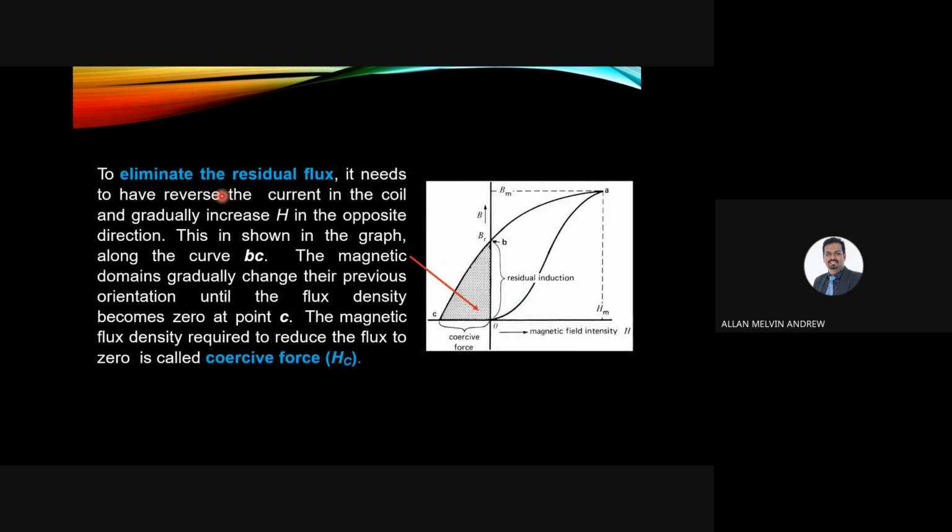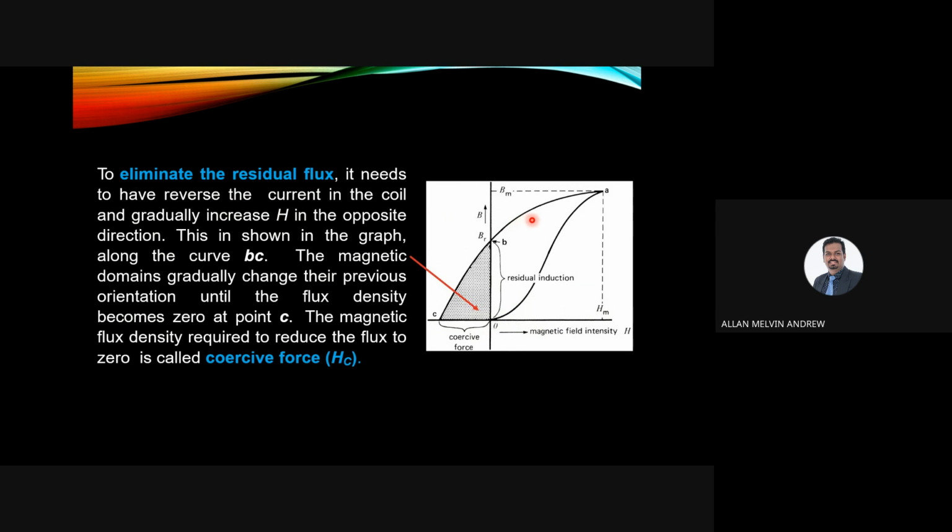Okay, so to eliminate the residual flux, we need to reverse the current in the coil and gradually increase the H in the opposite direction. So earlier you increased the H like this, now you are increasing it in the opposite direction.